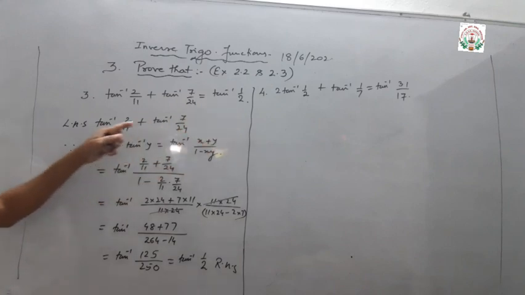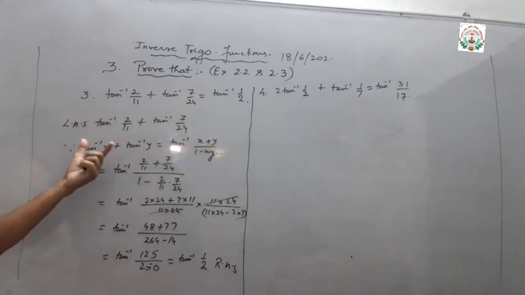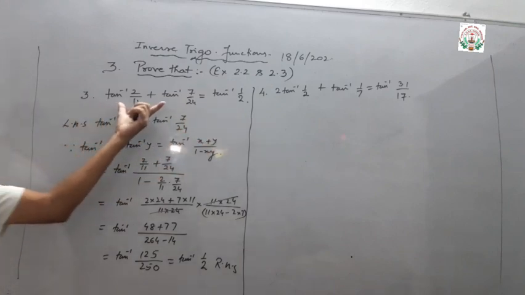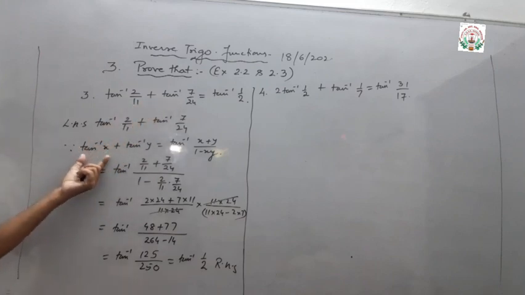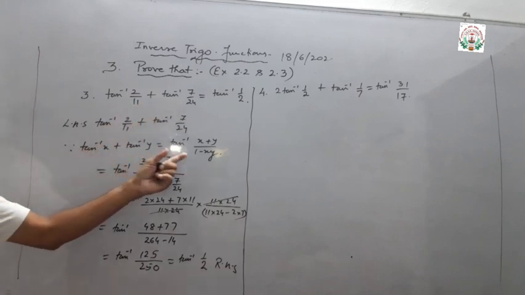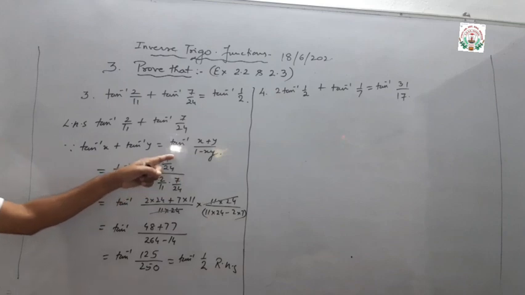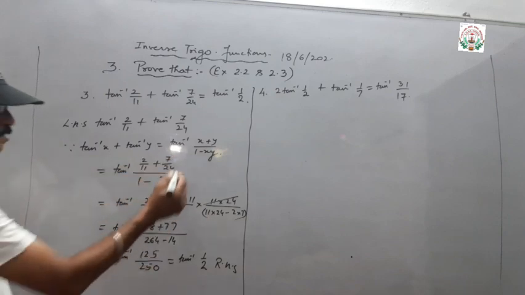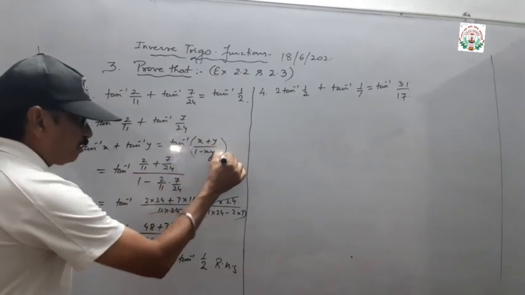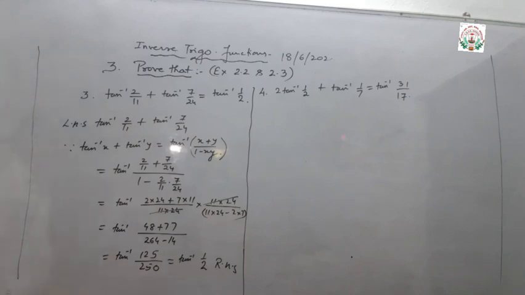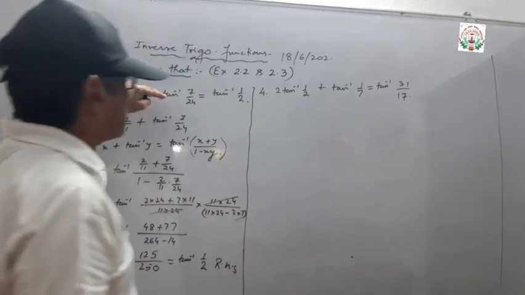You have to prove it from the LHS to RHS by applying the formula. Here the formula applicable is tan inverse of x plus tan inverse of y equals tan inverse of x plus y upon 1 minus xy. Be careful while writing down the formulas. Now we come to the next question of the same variety.